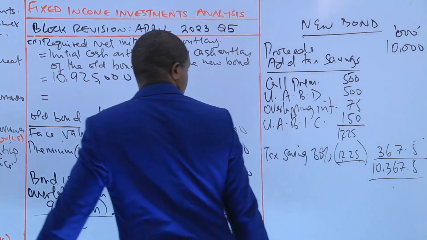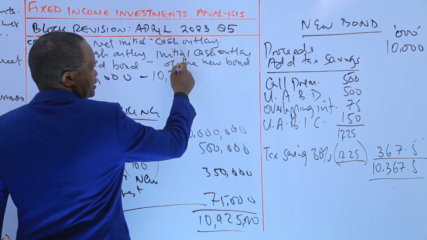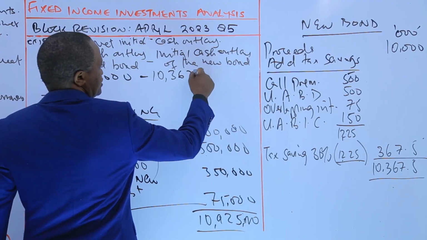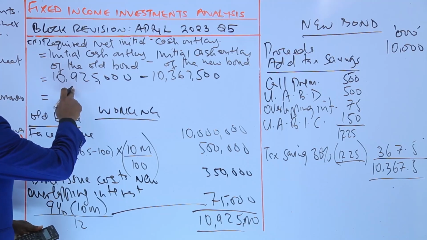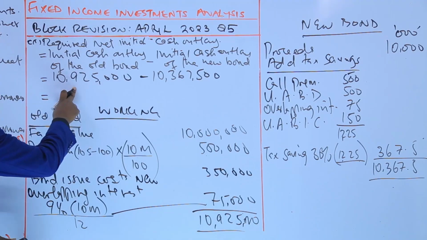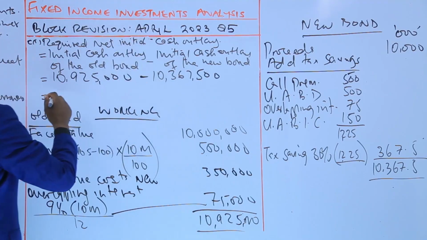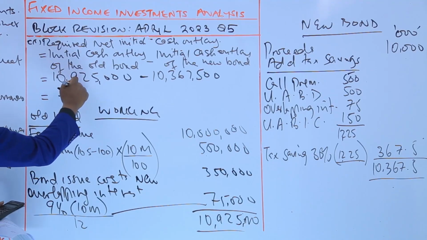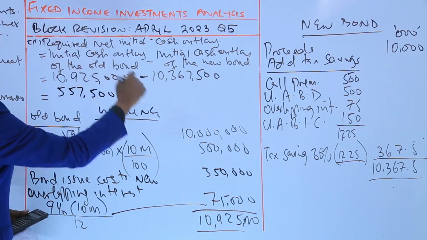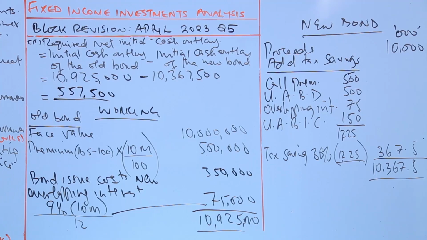Initial outlay of the new bond is equal to 10,367,500. So the difference of the initial cash outlay of the old bond and the initial cash outlay of the new bond is going to give us the required net initial outlay, which is equal to 557,500. That is the required net initial cash outlay.